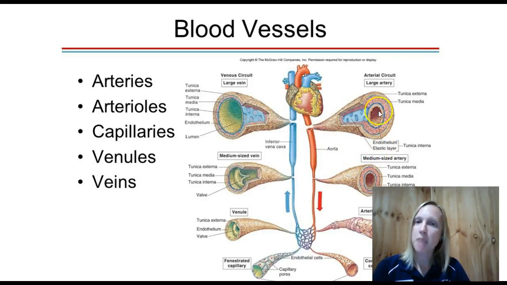So these are the big main ones, and then it will start to branch off and branch off. It's not like we've got one blood vessel coming from the heart and it goes to your arms and your legs and your feet and comes back.